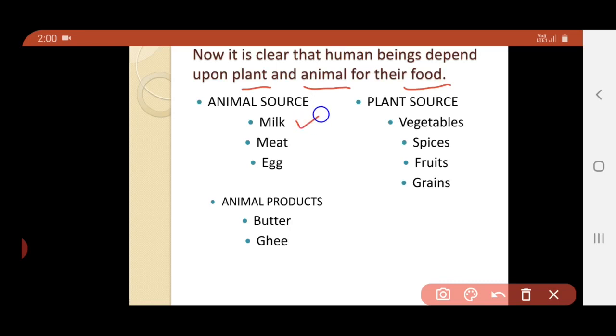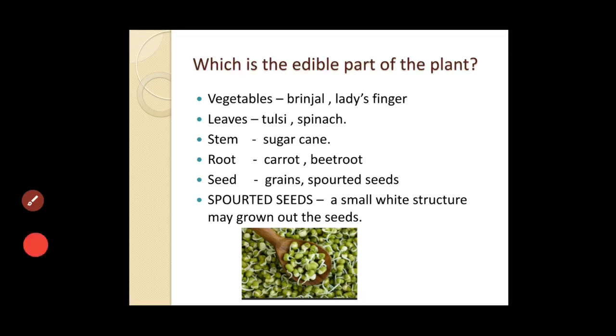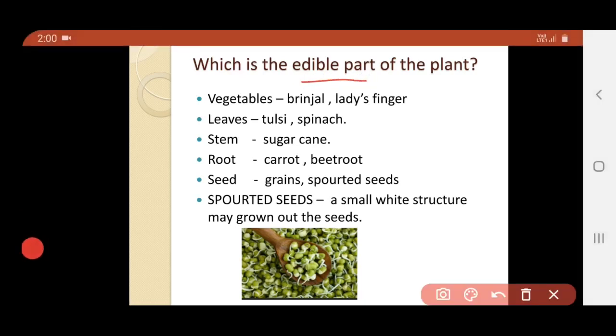Animal source: milk, meat and egg. Plant source: vegetables, spices, fruits and grains. These are acting as food for human beings. Some animal products are butter and ghee. So animal products are nothing but the extract from the animal source. Next, which is the edible part in the plant? Edible part? What is edible part? The eatable part of a plant is called the edible part.